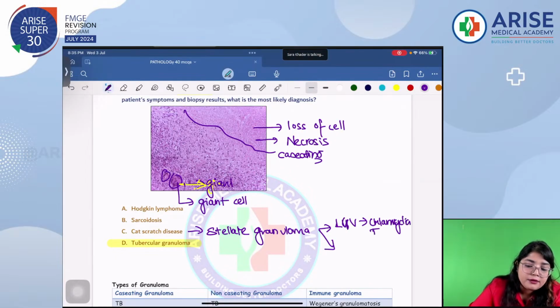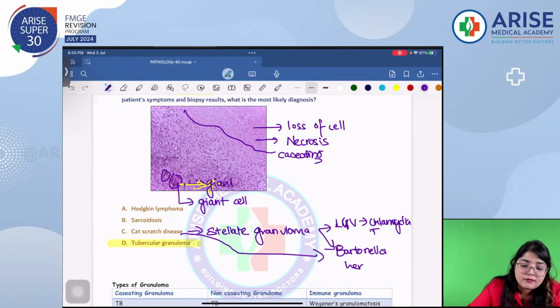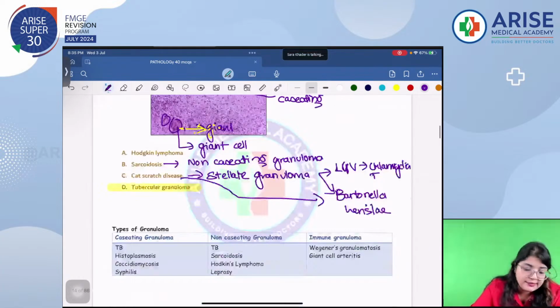What about the next one? It is seen in cat scratch disease caused by Bartonella henselae. Remember, this is your previous year question. Sarcoidosis shows you a non-caseating granuloma most commonly. So does Hodgkin's lymphoma. Okay, very good.